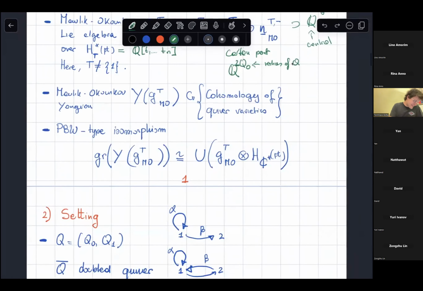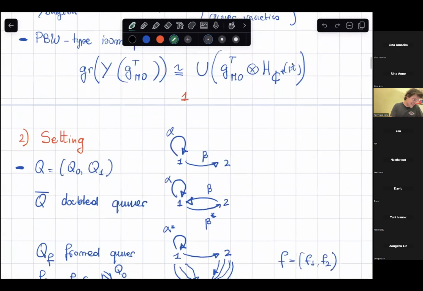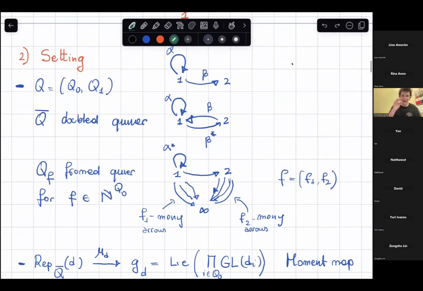So okay, now let's start with the setting. I guess this section is a bit tedious, but it's also unavoidable. So let's try to be quick and effective on it. So let's start with a quiver. So for me, Q is the quiver with set of vertices Q0 and a set of edges Q1. So a quiver is something like this, for instance. So Q bar will be the double quiver, so we double all the arrows.